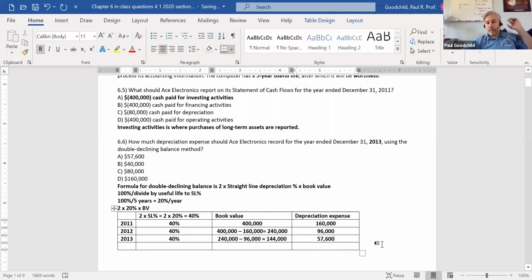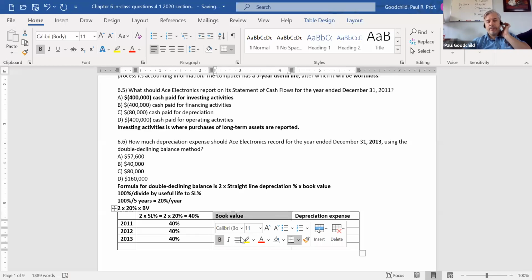57,600. And I see a question in the chat, so I will get to that before I even ask. Where did I get the 160,000? So that is 40% multiplied by the book value, and that equals the 160,000.